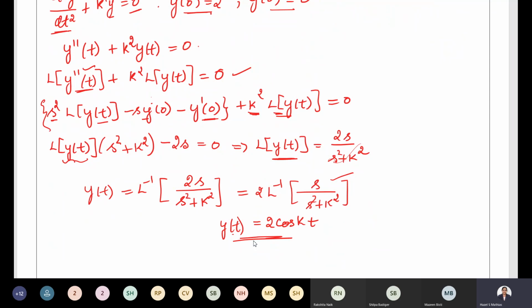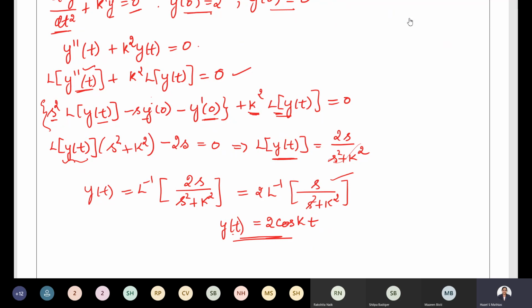Is it clear, everybody, how to find the solution of the differential equation using Laplace transform? Is it okay? Yes, ma'am. Okay. Let's discuss a few more examples.